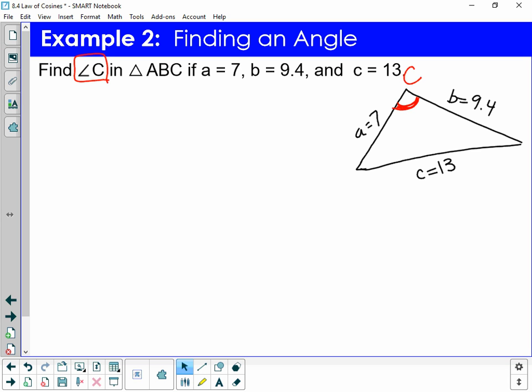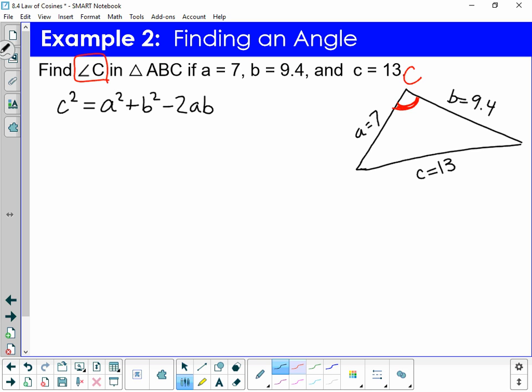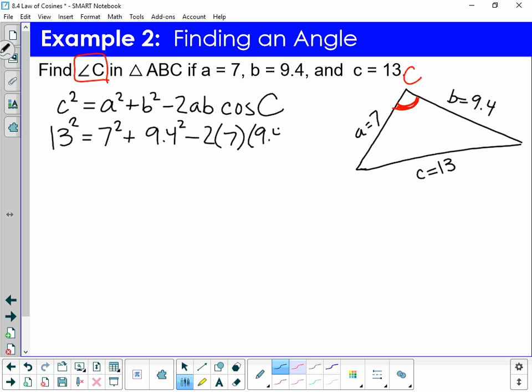If you look at the law of cosines, there's only one of those versions that has angle C, and it's this one: C squared equals A squared plus B squared minus 2AB cosine C. If we put in the things that we know this time, side C is 13, A is 7, side B is 9.4, and cosine angle C is here at the end.